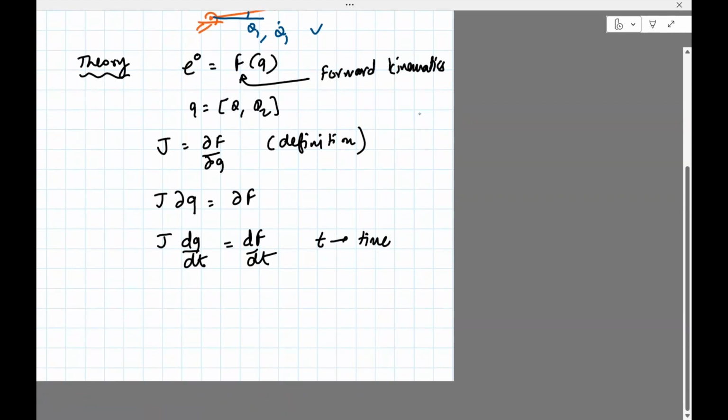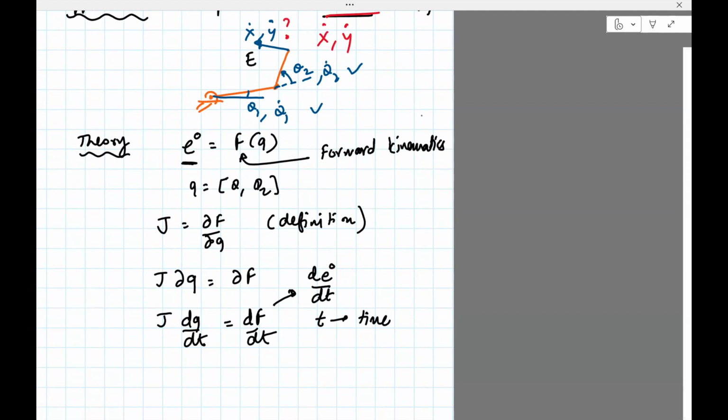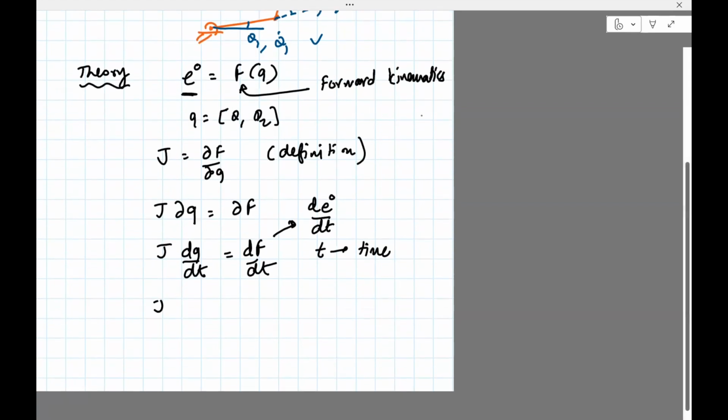Okay. So what is df dt? f is nothing but E0. So this is basically dE0 dt. It's the rate of change of the point E with respect to time. So rate of change of that point is basically the movement of that point in the Cartesian plane. So we have J dq dt. What's q? q is theta 1 and theta 2. So if you take the derivative of q with respect to time, it's simply theta 1 dot, theta 2 dot.